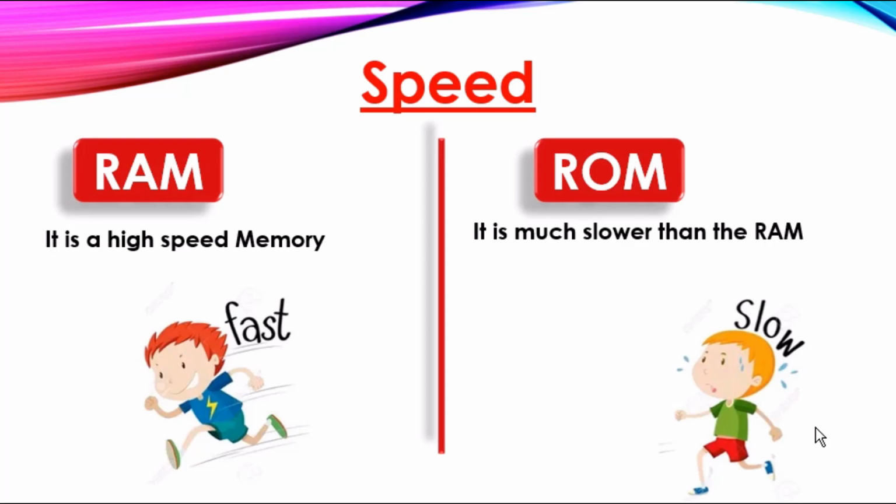Number 6, we have the difference based on speed. The RAMs are the fastest, or they are high-speed memories. They access data very fast and boost the processing speed of a computer, while the ROMs are much slower compared to the RAMs.